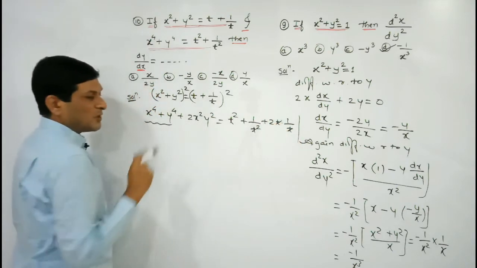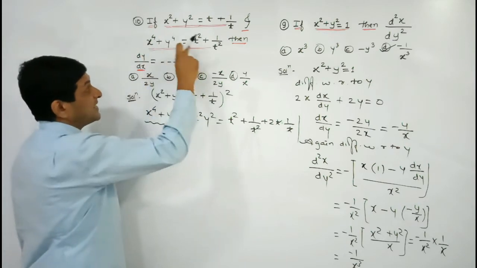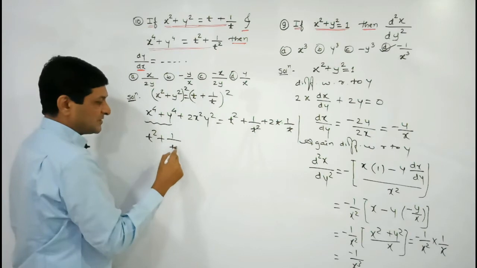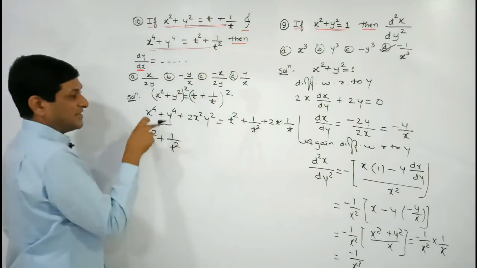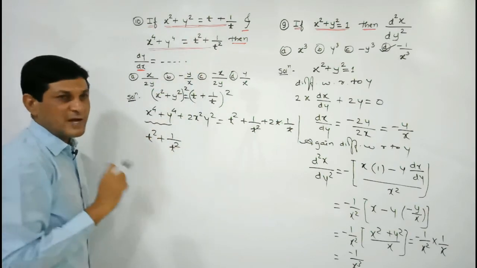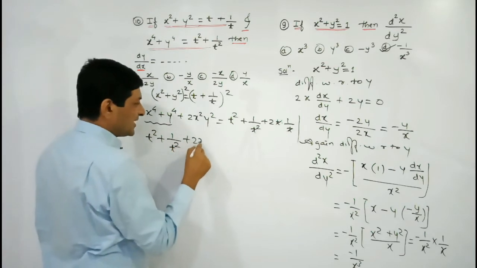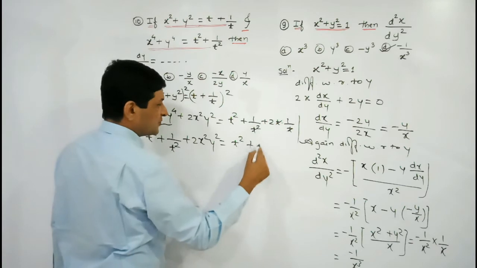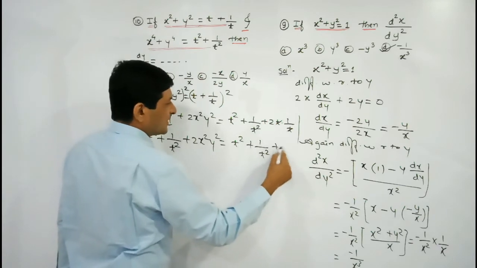Replace x raised to power 4 plus y raised to power 4 by its value. What is its value? t square plus 1 upon t square. We have just substituted this given value of x raised to power 4 plus y raised to power 4 plus 2x square y square, keep it as it is. On this side, keep this whole expression, t square plus 1 upon t square plus 2, as it is.